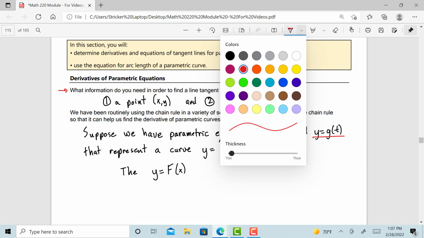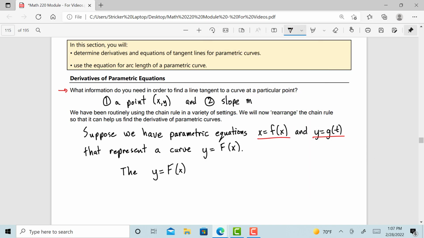So what do we get if we plug those in? Instead of y, we're going to have g of t. And on the other side, we're going to have big F of x. I just noticed there's a typo here. This should have been a t. That's x equals f of t. So instead of x here, this is big F of x, and instead of x it's going to be big F of little f of t.